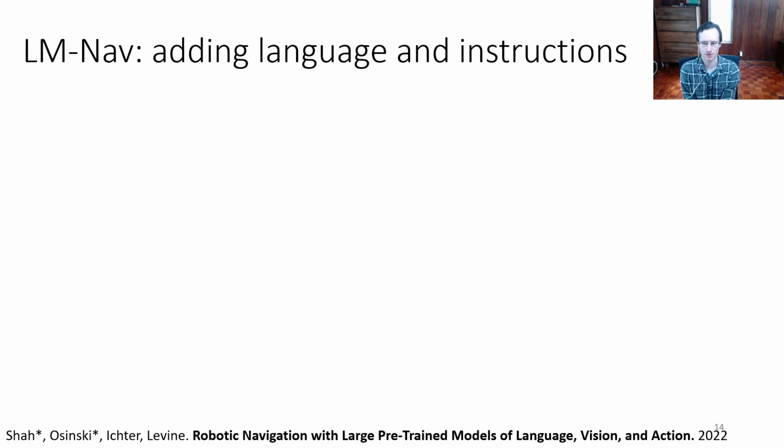To further illustrate the flexibility of this idea, though, let me tell you about another project that we did that uses the same kind of model in a different way. In fact, for this project, we actually didn't train any new models at all. We basically showed how these goal condition models could be combined with large language models to obtain a system for following language instructions without any further training.